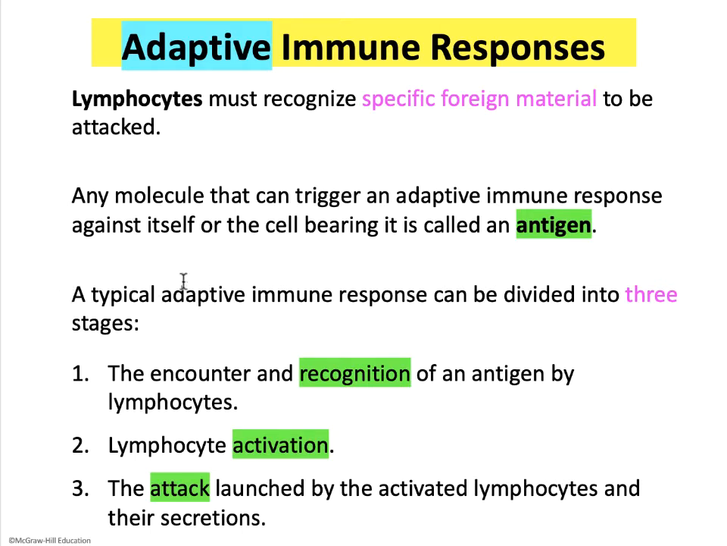Regardless, a typical adaptive immune system response can be divided into 3 steps: the recognition, the activation of the white blood cells, and then the attack that's launched by these activated lymphocytes. Unfortunately, the process can take up to a week to perfect and launch.